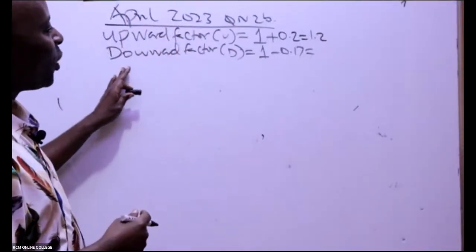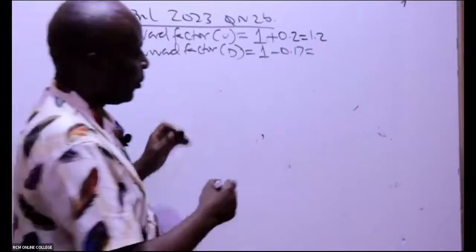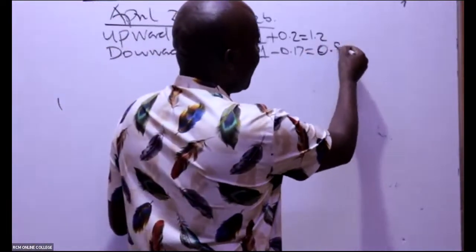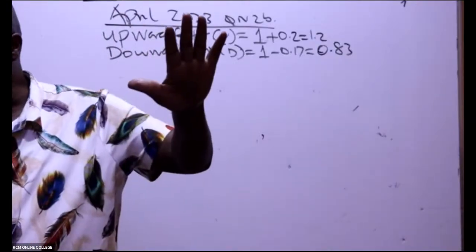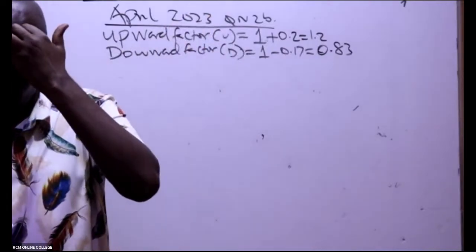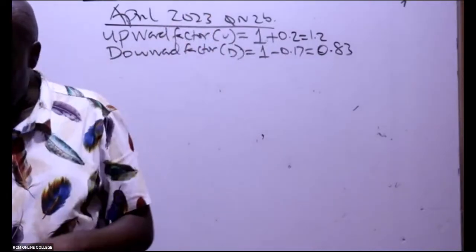So downward factor D is 1 minus 0.17, which gives us 0.83. So up to there, ladies and gentlemen, are we together first of all? Up to here, are we together?